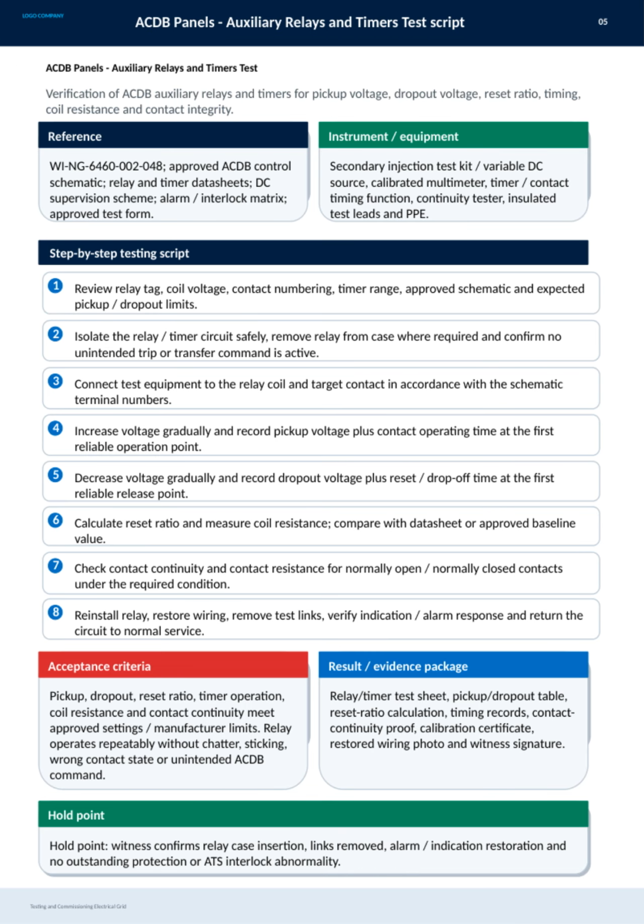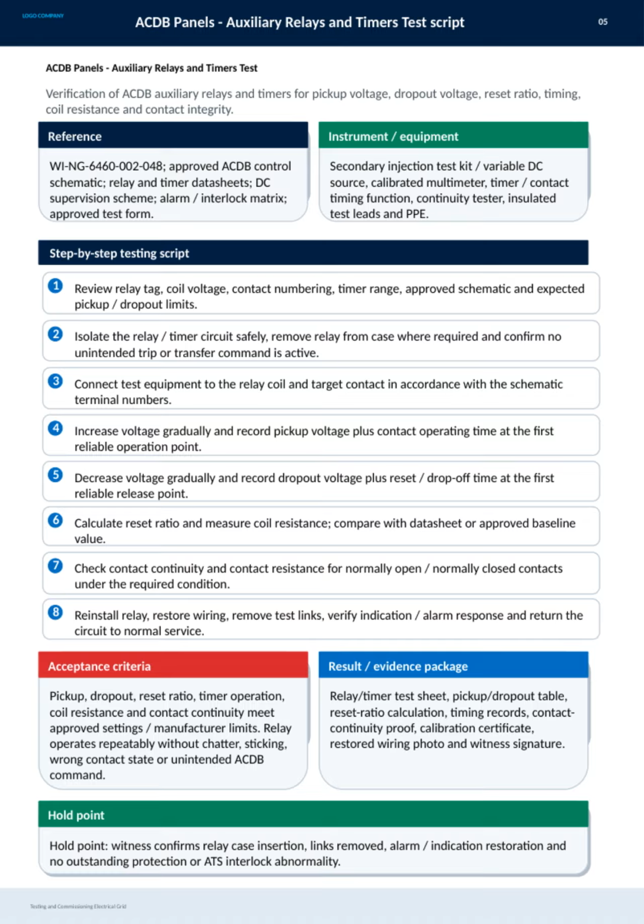We start by reviewing all relevant documentation, such as the approved control schematic, relay datasheets, and test forms. Then, using instruments like a secondary injection test kit, calibrated multimeter, and continuity tester, we follow a step-by-step testing script. This includes safely isolating the relay circuit, connecting test equipment according to schematic terminals, gradually increasing voltage to record pickup points, and then decreasing it to record dropout points.